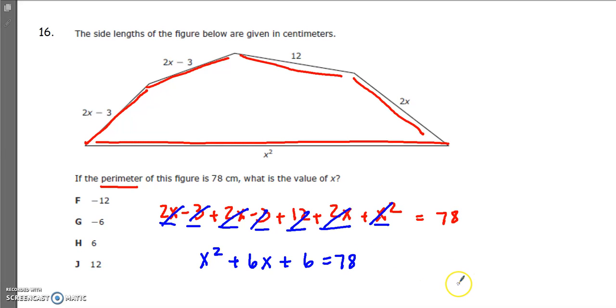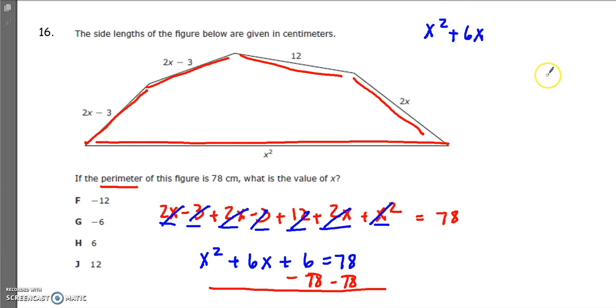Okay, so what we need to know is this. We need to set this equal to 0 so that we can factor and solve because it has a quadratic. It has an x squared. It's a quadratic equation. So if I subtract 78 from both sides, and I'm going to run out of space, so I'm going to bring it up here. I'm going to have x squared plus 6x, and then 6 minus 78 is going to give me a negative 72. And now that equals 0. So now I need to factor this.